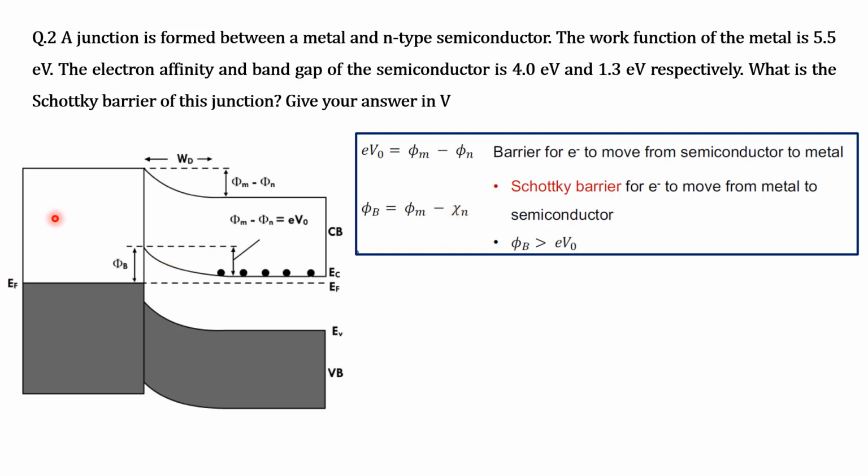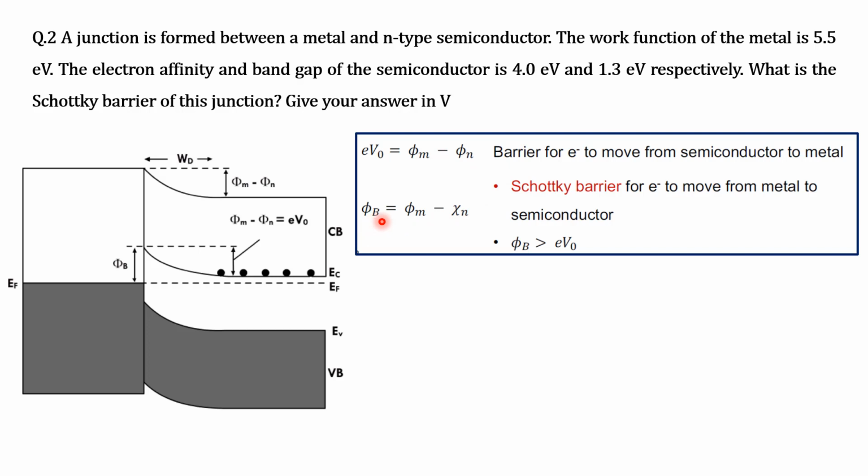So basically, when a metal and a semiconductor junction is formed, if you remember from the lecture, this is how the shift of the Fermi level occurs, and there is a band gap, there is an energy level bending in this region, and based on that, the barrier potential eV0 is given by phi m minus phi n, that is the difference between the work function of the metal and semiconductor.